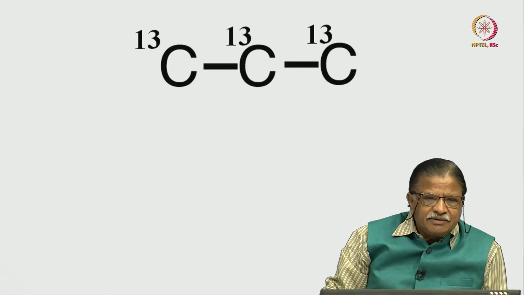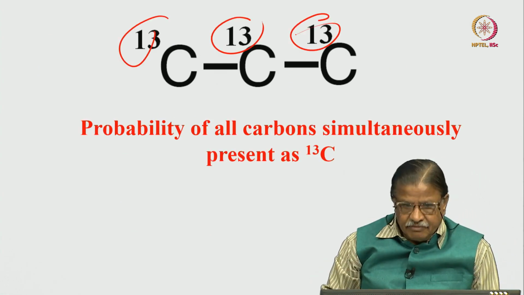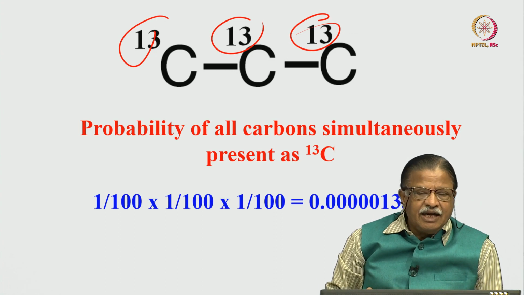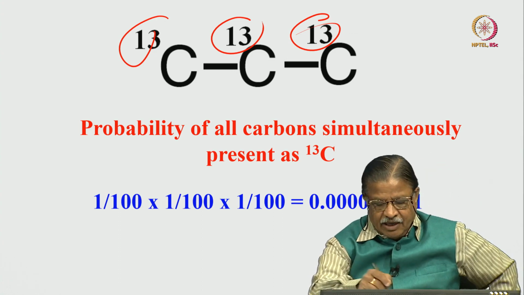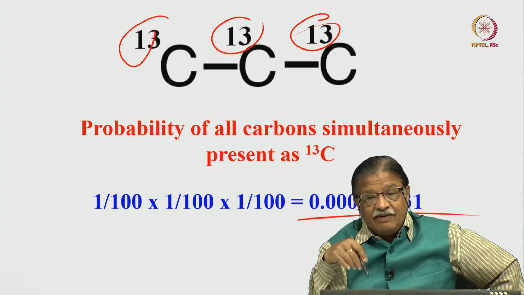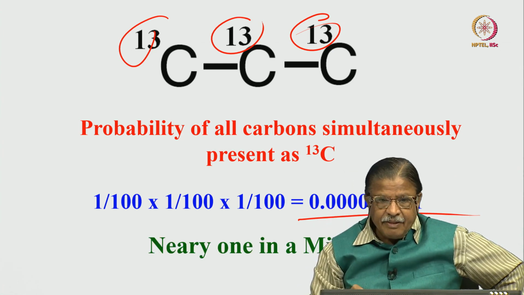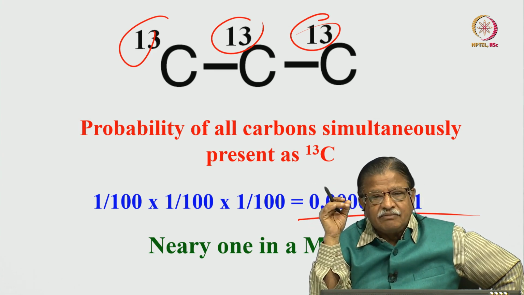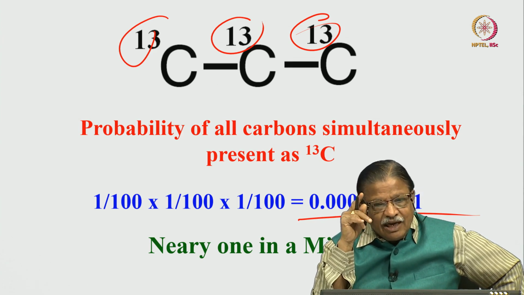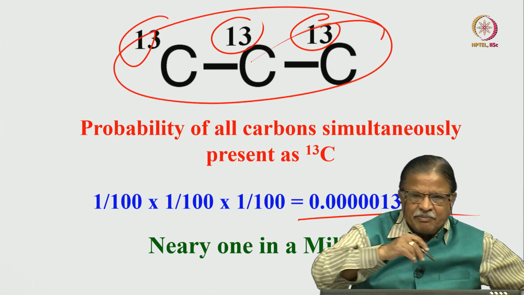What happens if there are 3 carbons present, all 3 in the carbon-13 state? Think of the situation. The probability of all carbons simultaneously present as carbon-13 is 1 over 100 into 1 over 100 into 1 over 100, which turns out to be 0.501331. Look at it. This is a very, very small number. And nearly this is 1 in a million. If there are 1 million molecules present in your sample, there is only one molecule where all the carbons are present as carbon-13.